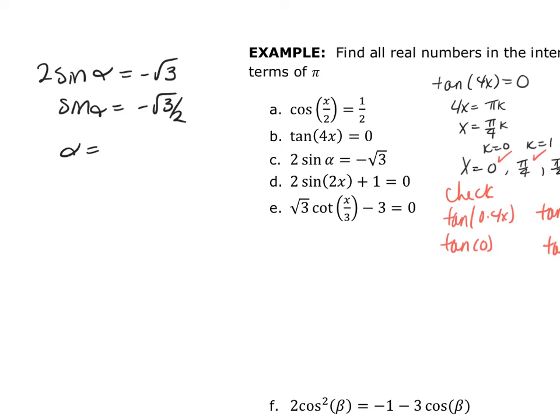So where is, on the unit circle, the sine of alpha equal to negative square root of 3 over 2? 4 pi over 3 and 5 pi over 3, and I get to walk away pretty happy. And I was able to do that because there was no multiplier on that angle. Every time there's a multiplier on that angle, I have to do that extra work. This one did not have a multiplier on the angle, so I just get to say, hey, here's my answers. All right?